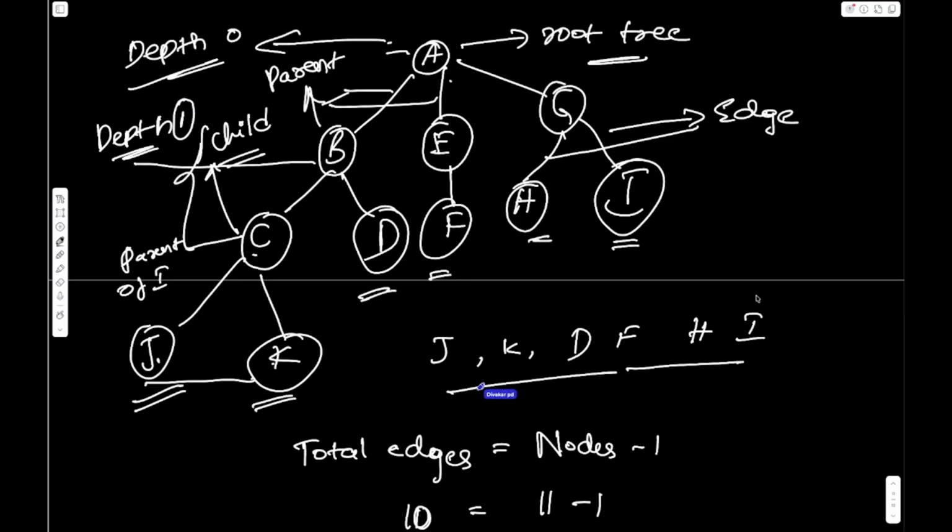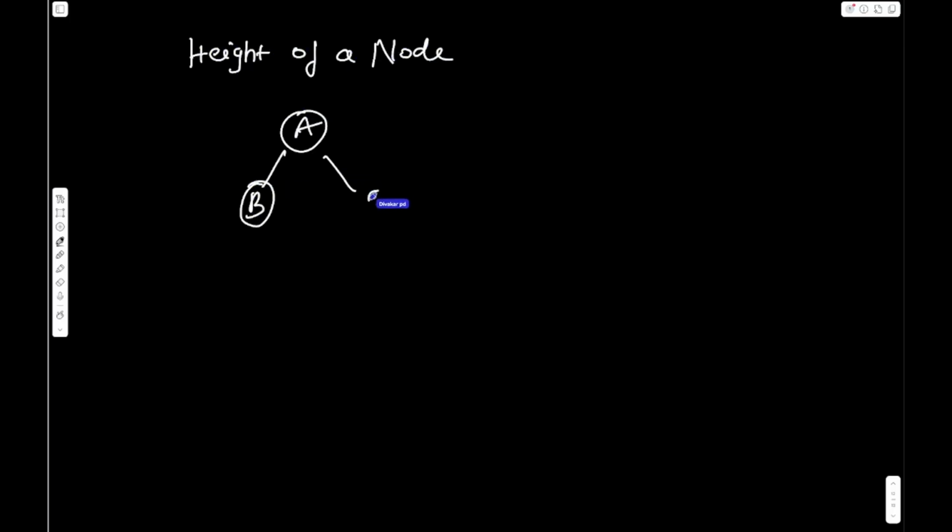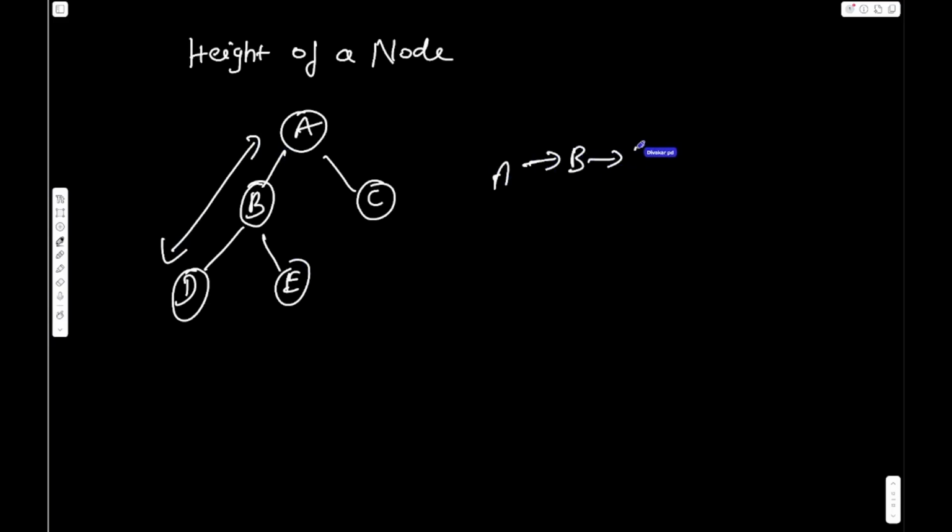Next, what terminology? We have the height of a node. How are we going to measure the height of a node? Let's take an example. Let's take a simple tree here. Height will be the longest path from the leaf node, basically A to B and B to D. So this is the height of a node.